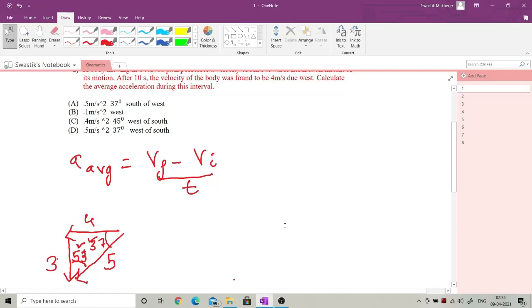Okay, so what is the problem asking us? Average acceleration. So we got 5 meters per second. Now we have to divide it by time, which is 10 seconds, equals 0.5 meters per second square.